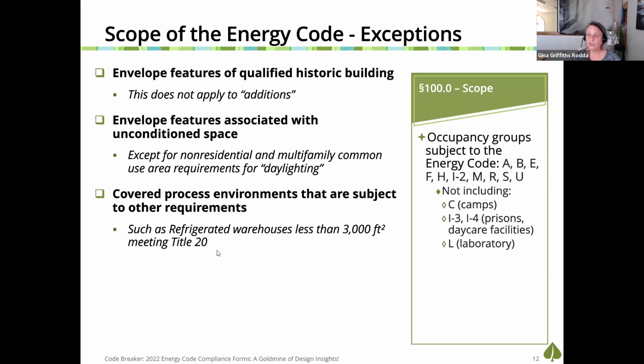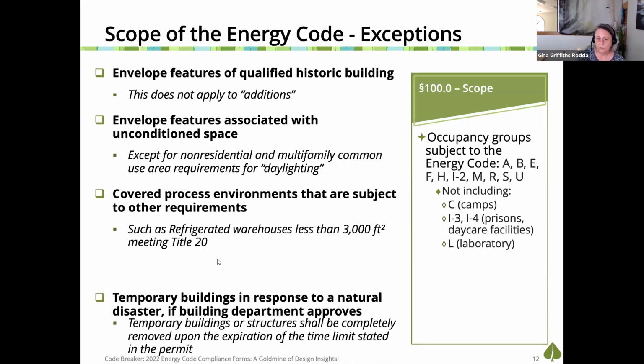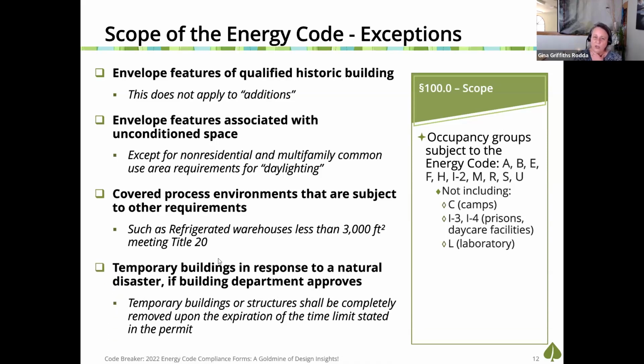So when we look at the scope of the energy code, it's giving us a lot of clues on how my particular project has to meet or not meet the energy code. If it's a temporary building in response to natural disasters, and if the local authority having jurisdiction, the building department, approves, those can be exempt from the energy code, but they do have a time limit. So there are some, it's 180 days or less. And I have had some projects where like, Gina, we're doing this building, but it's only going to be for 5 years. And then we plan on removing it and replacing it. I'm like, oh, 5 years, people are occupying. Yeah, you have to meet the energy code.